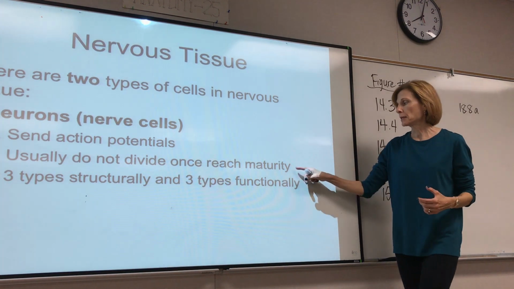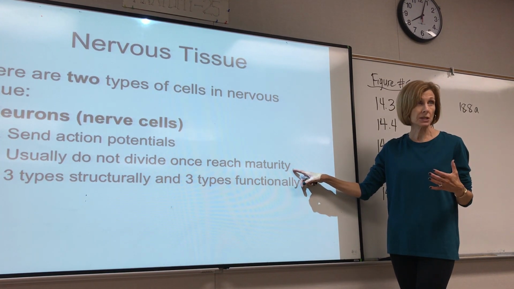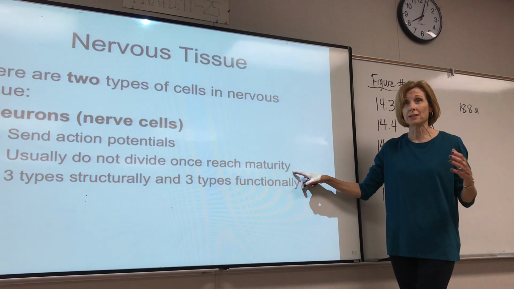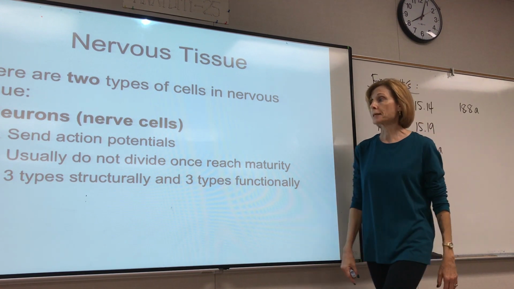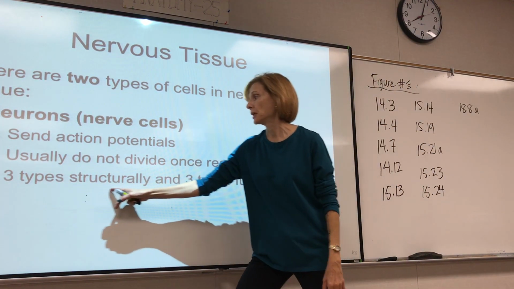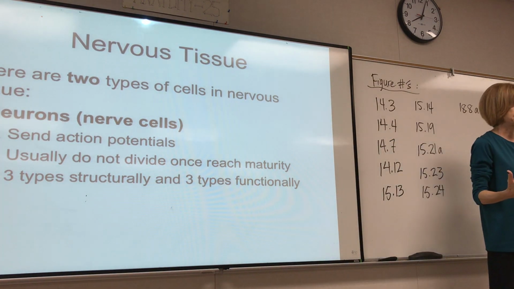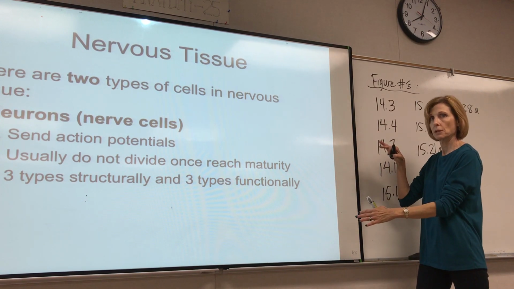So this means that when you hear about people having brain tumors, they usually are not tumors of neurons, because neurons can't divide to form tumors. We have three types of neurons based on their structure, and then three types based on their function. Okay, so let's talk about those different types. You guys have any questions on this before we go on?